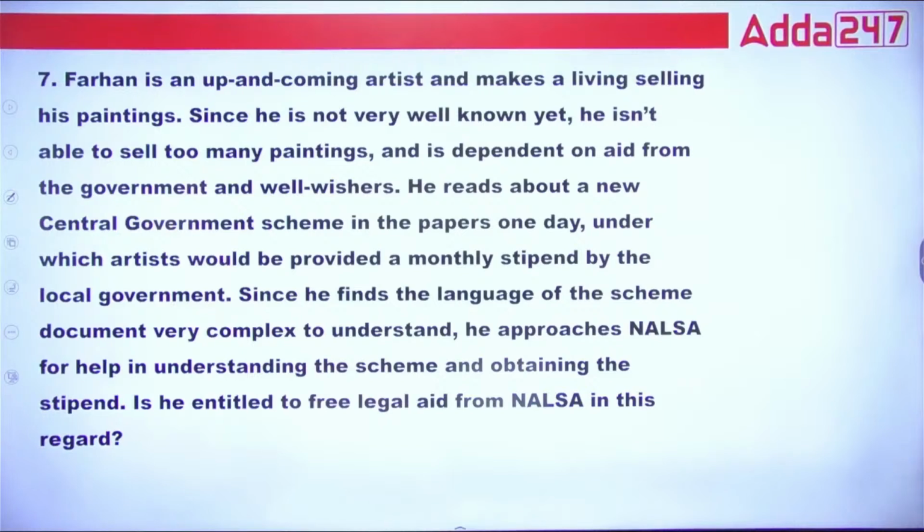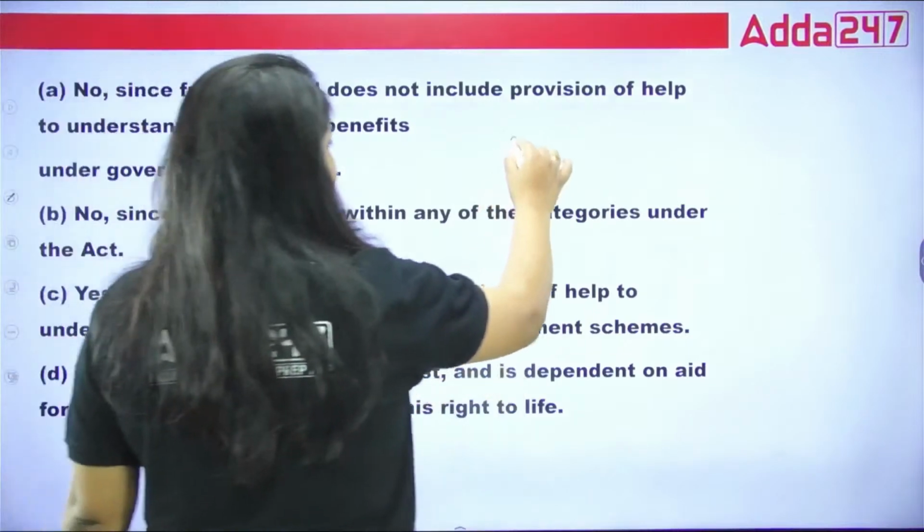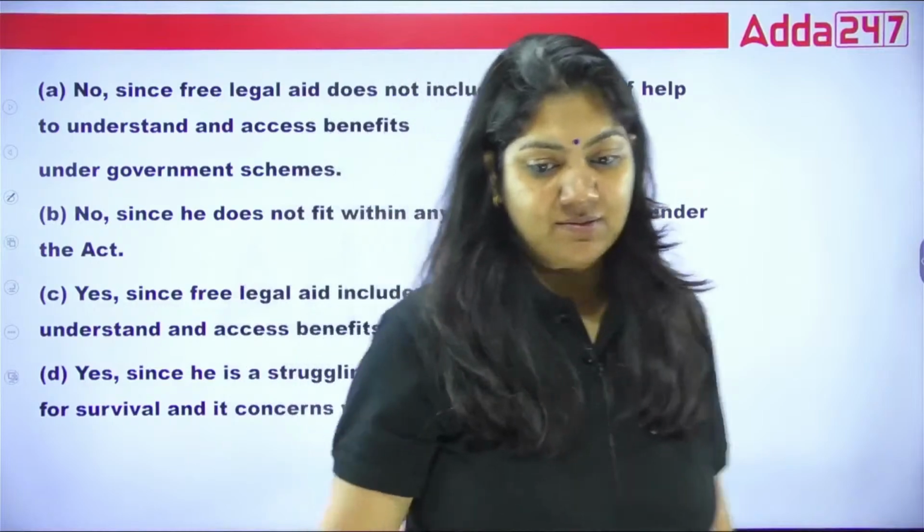He reads about a new central government scheme in the paper one day, under which artists would be provided a monthly stipend by local government. Since he finds the language of the scheme document very complex to understand, he approaches NALSA for help in understanding the scheme. Is he entitled to free legal aid from the NALSA? Okay, and that is your option. So this is your homework. You have to just write in the comment box and I will check this in the comment box.